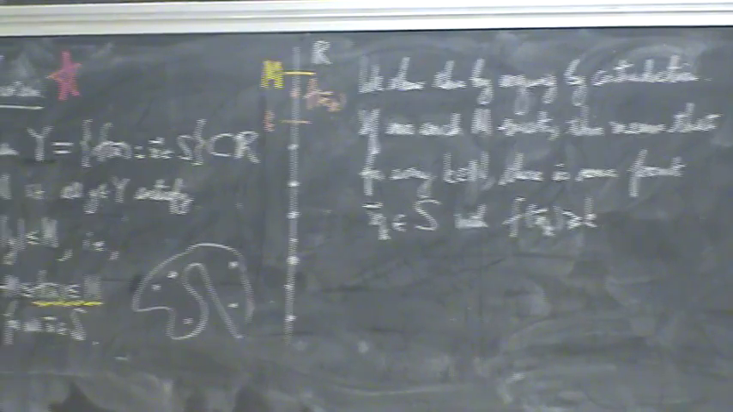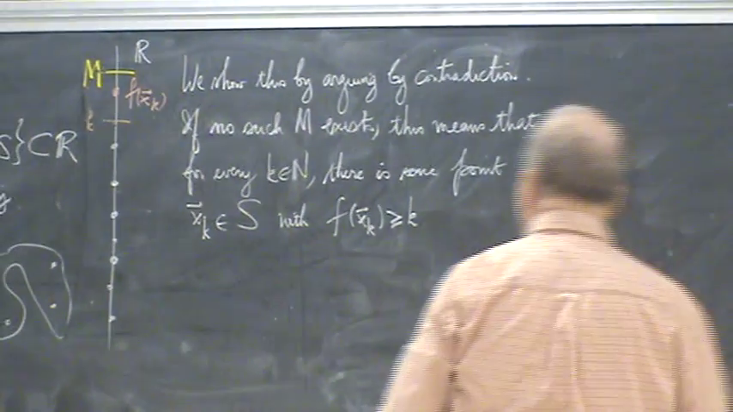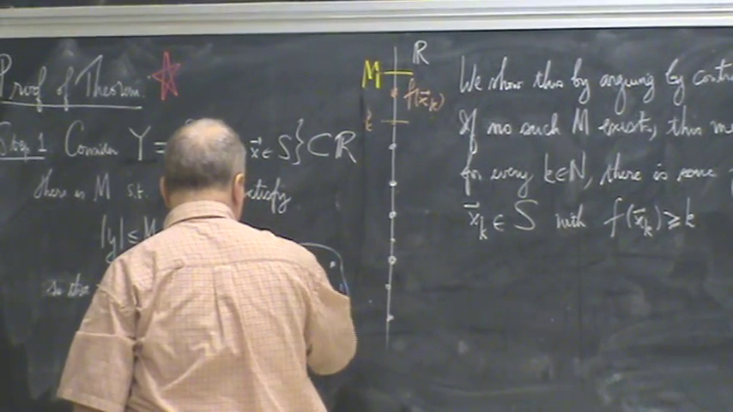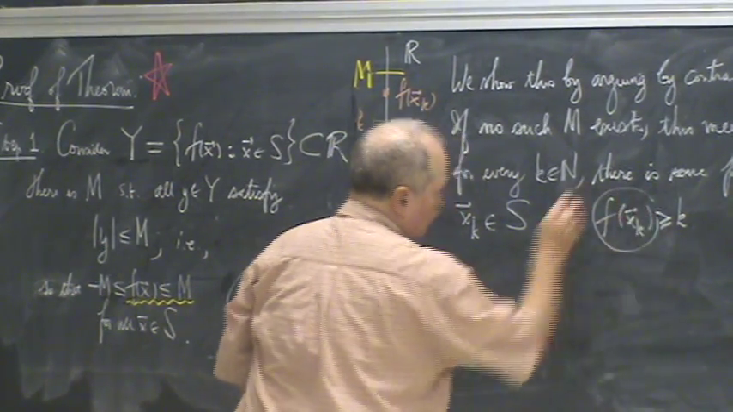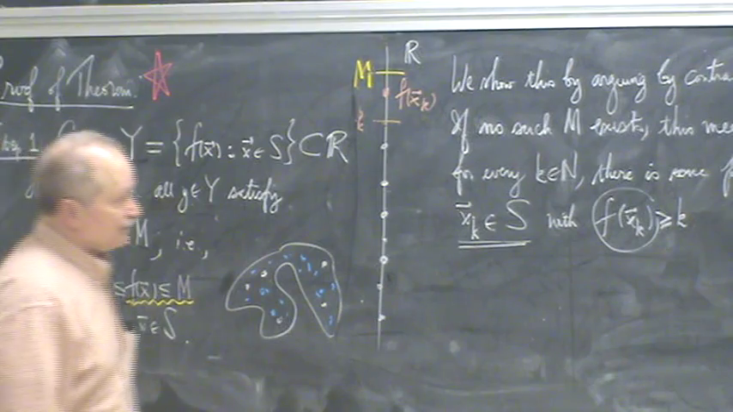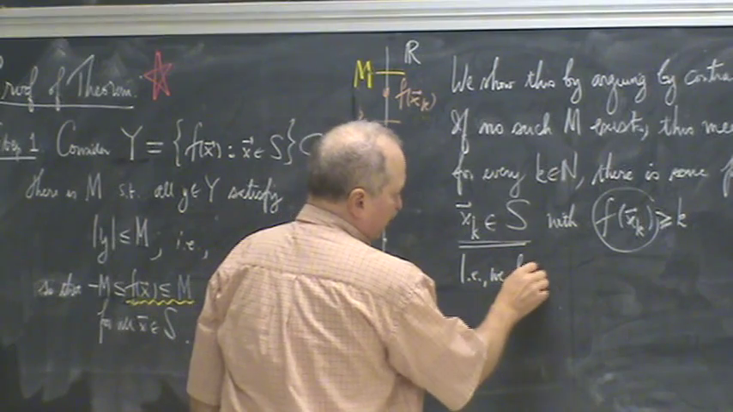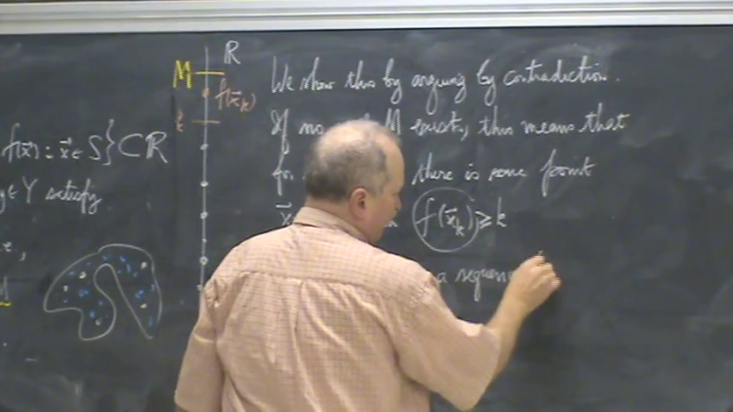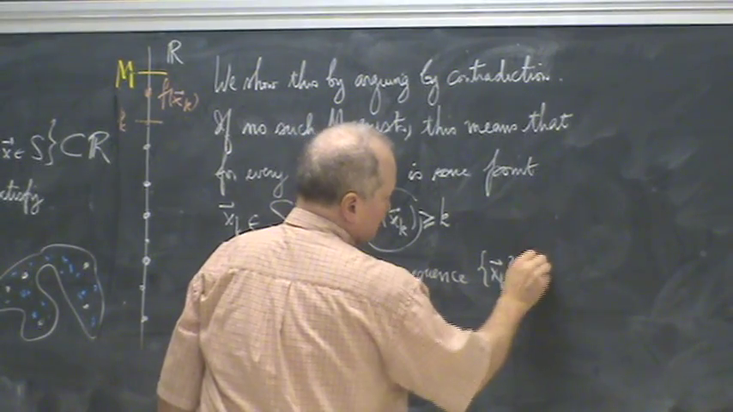Well, this is bad news, because this means I now have a sequence of points in my set S. Who knows where they are, but I have a sequence of points with the property that the function values are getting bigger and bigger and bigger. So we have defined a sequence of points in S.